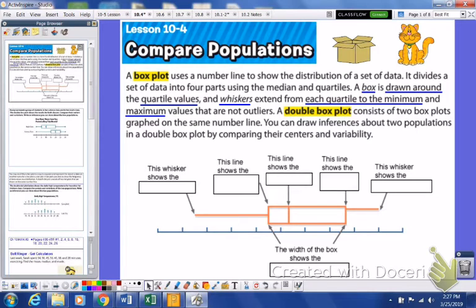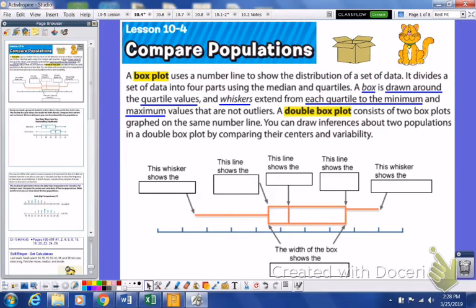Then a double box plot consists of two box plots graphed on the same number line, and you can draw inferences about the two populations in a double box plot by comparing their centers and variability. So before we start comparing our populations using our double box plot, we want to talk about all the different pieces of the box plot.